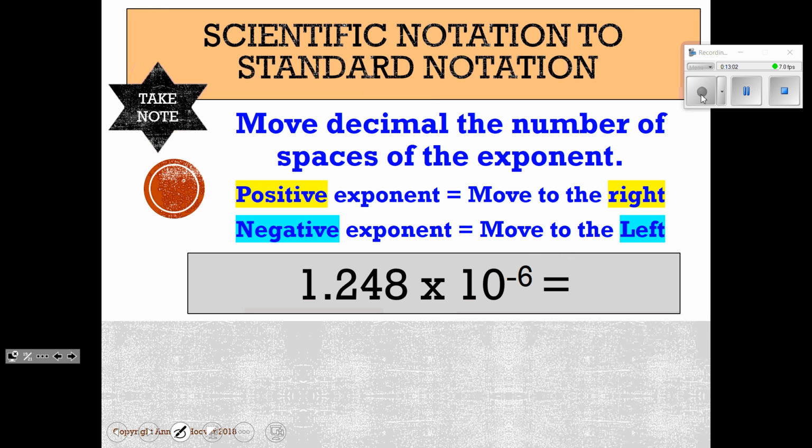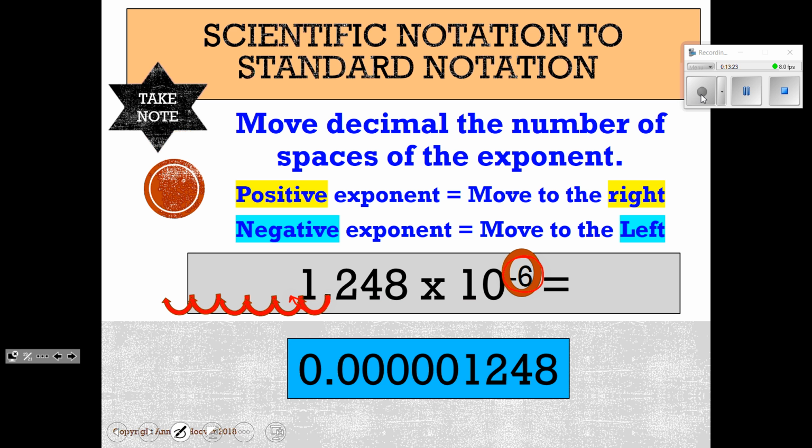Here we have negative 6, so I know I want to move it 6 places to the left. The first one is just getting it from the right side to the left side of the 1. So I know I'm going to have to add 5 more zeros in order to make that 6. So there's 1, 2, 3, 4, 5, 6. I have to add my 5 zeros, and there is your number.